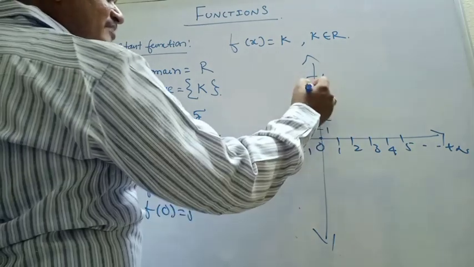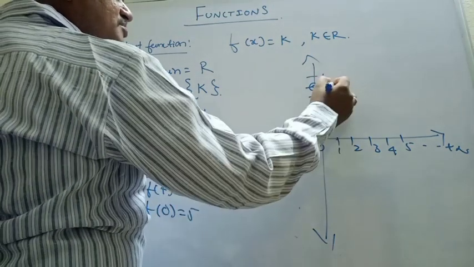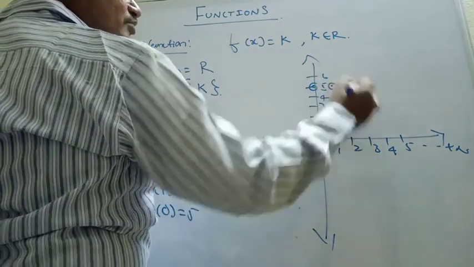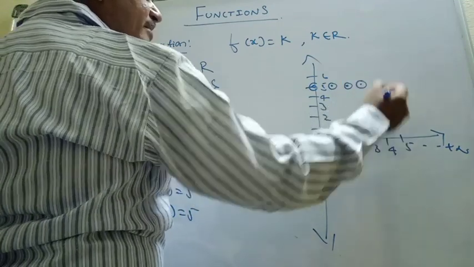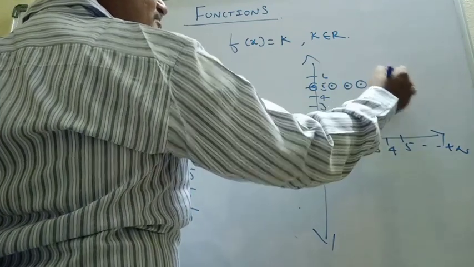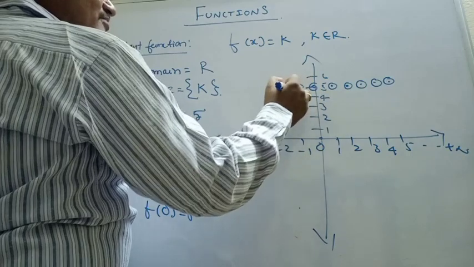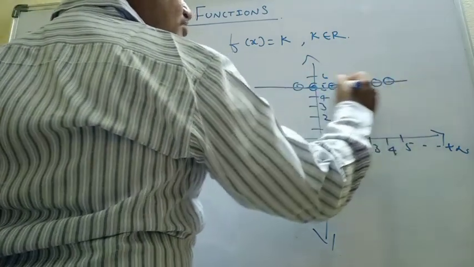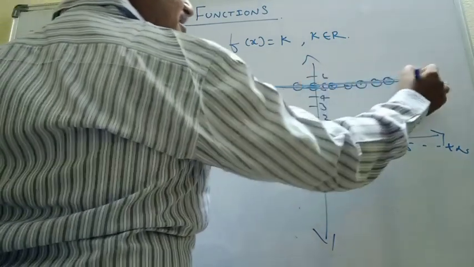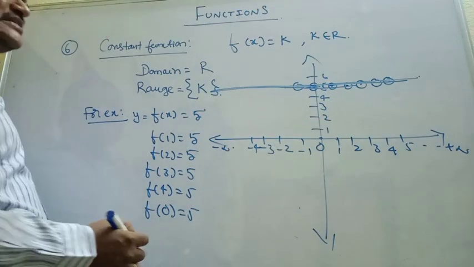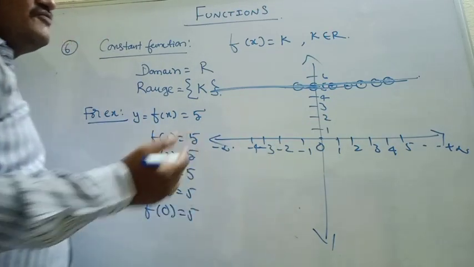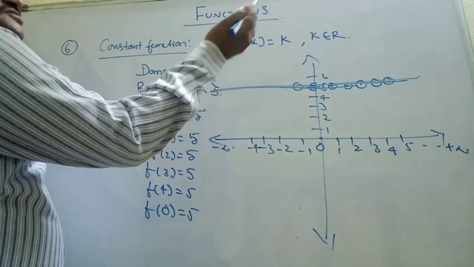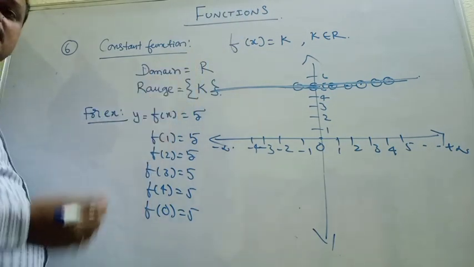0, comma 5, this is the point. 1, comma 5, this is the point. 2, comma 5, 3, comma 5, 4, comma 5, and minus 1, comma 5. Like this, by joining these you are going to get a line which is parallel to the x-axis. This is the graph of the constant function, and this is the definition, domain, and range.